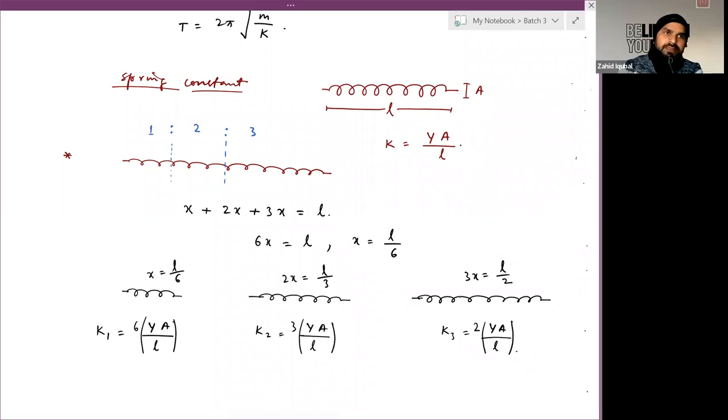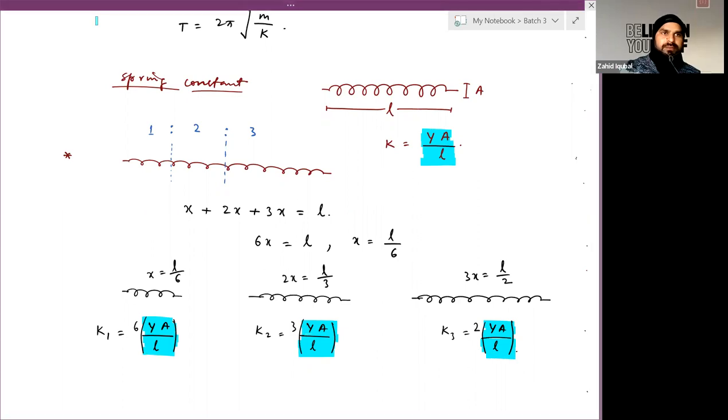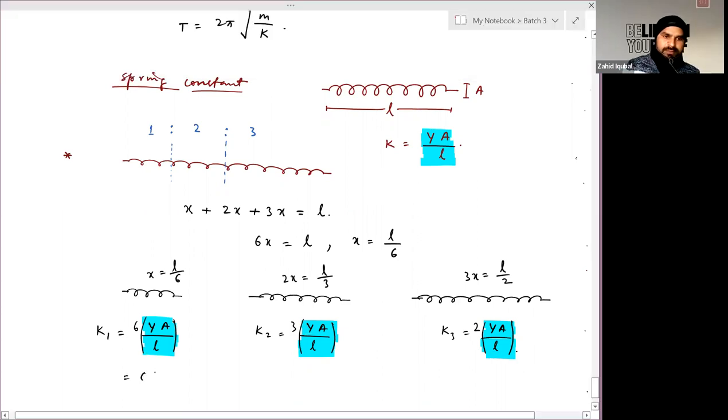Now just compare this part to the above one, as K equals YA by L. So if you put this in this one, in this one, and in this one, K1 equals 6 times K, K2 equals 3 times K, and K3 equals 2 times K. So this is how we can calculate the spring constant on dividing it into different segments.